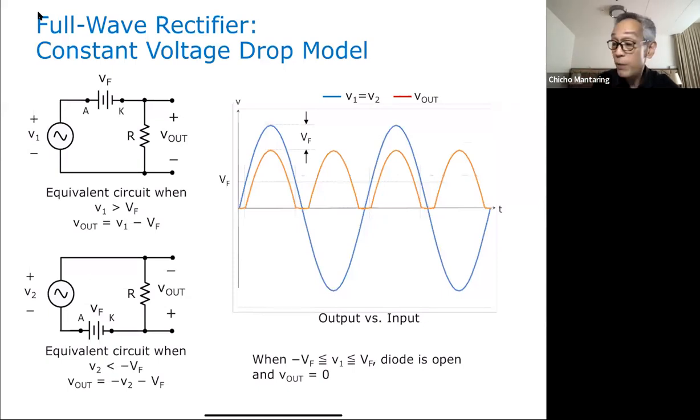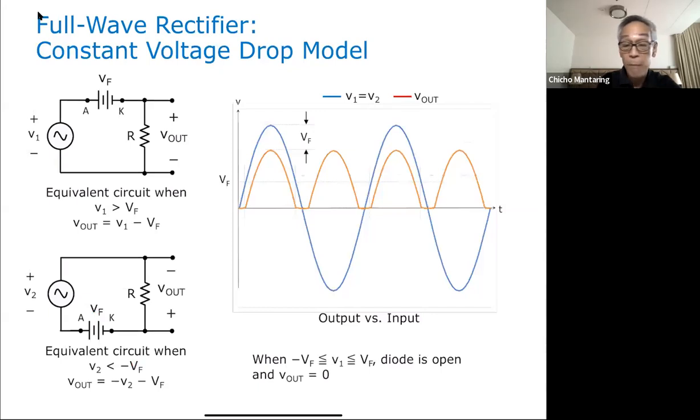Okay, during the negative cycle, when will the diode conduct? So the current has to be counterclockwise. It will be counterclockwise when V2 is negative. Now, when will the diode conduct? V2 has to be smaller than minus V sub F. And you can easily verify that your current will only be flowing from left to right when V2 is smaller than minus V sub F. Or another way is V1 is greater than V sub F.